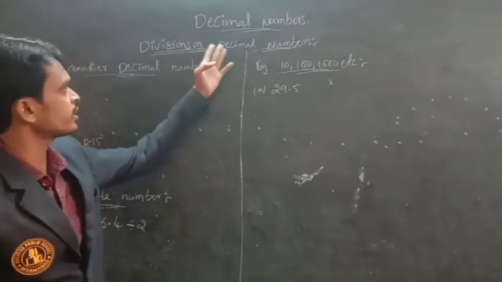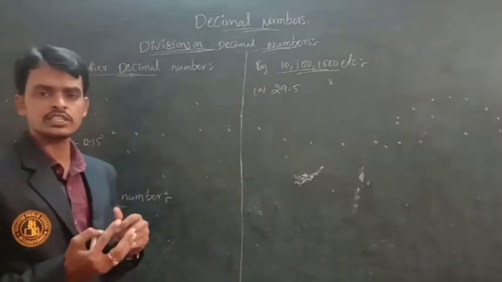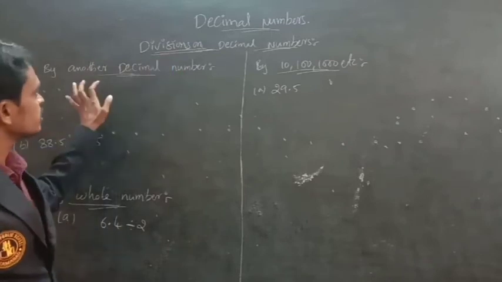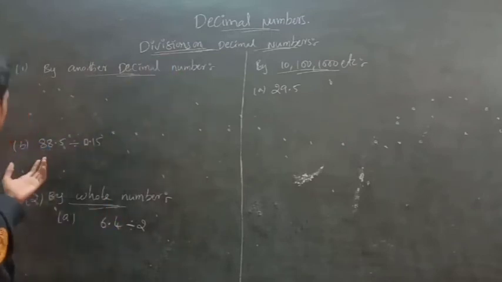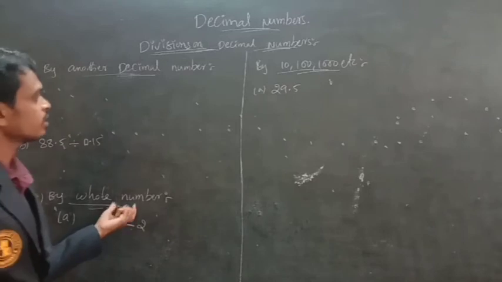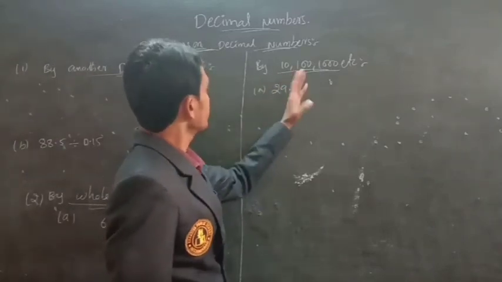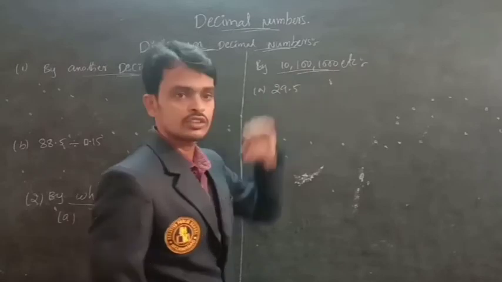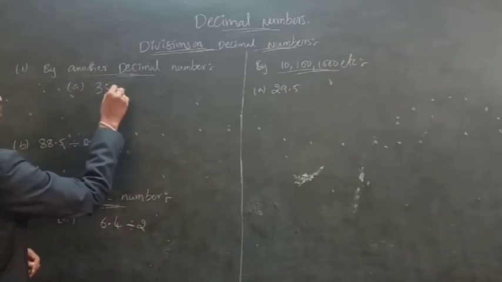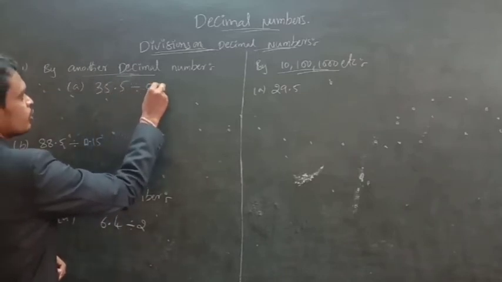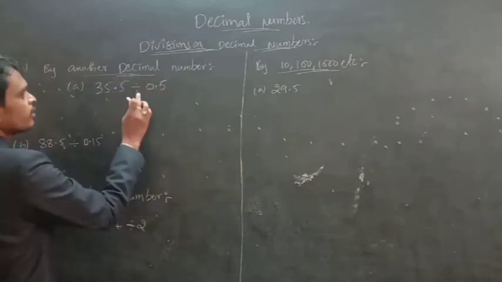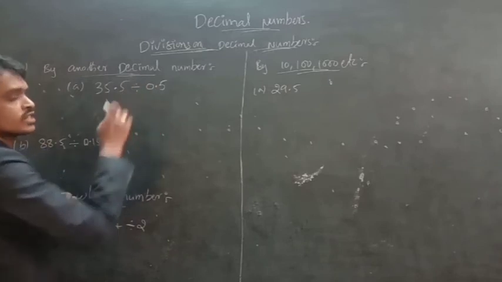Now, divisions of decimal numbers. We will do these divisions in three types. We will divide a decimal number by another decimal number, we will divide a decimal number by a whole number, and we will divide a decimal number by 10, 100, 1000. So here, 35.5 divided by 0.5. Here we are dividing one decimal number by another decimal number.